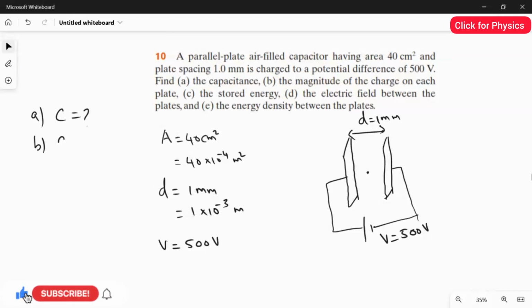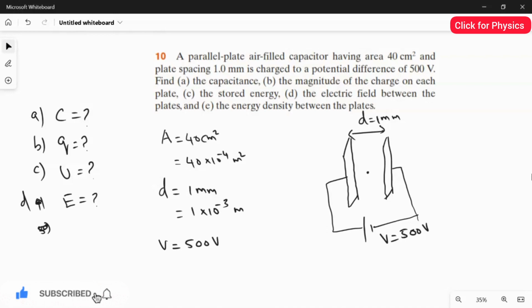In the second part we are going to find what is the charge stored on each plate, and in the third question we are going to find the answer for the energy stored in the plates, and in the fourth question we are going to find the answer for the electric field between the two plates, and then we are going to find the answer for the fifth question. So this is D and this is E, right? So in the fifth part we are going to find the energy density, small u.